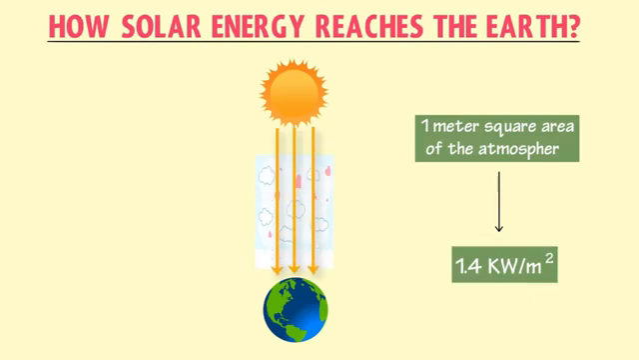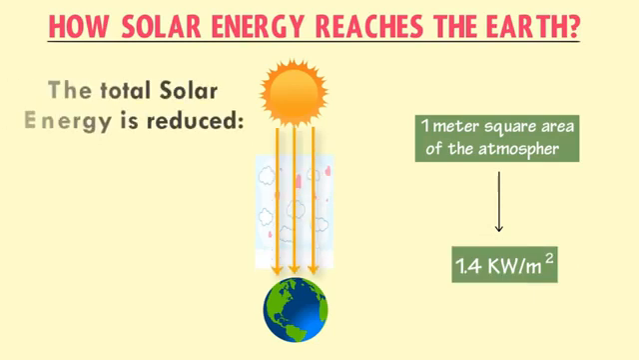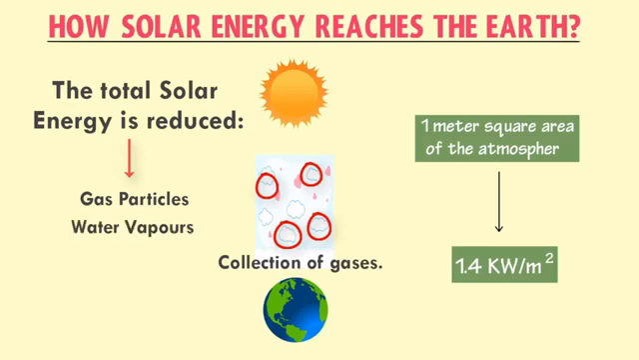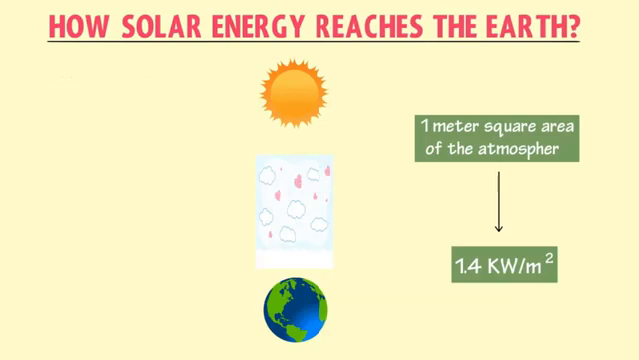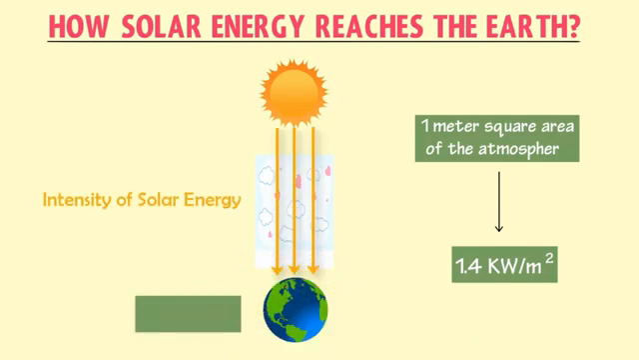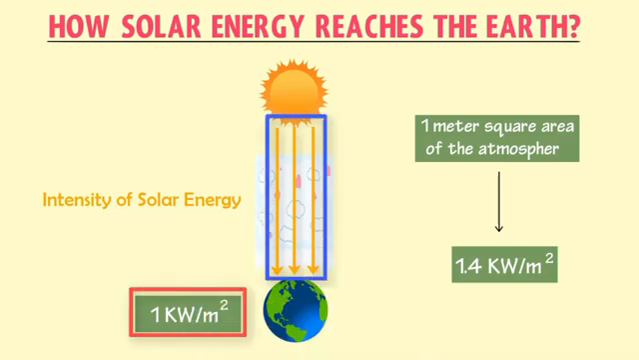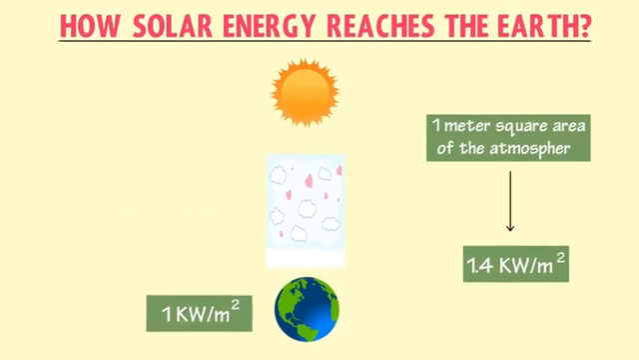Now, passing through the atmosphere, the total solar energy is reduced due to the following reason. As we know, the atmosphere is a collection of different gases. Hence the solar energy is absorbed by the gas particles, water vapors, dust particles, and reflection. On a clear day at noon, the intensity of solar energy reaching the earth is about 1 kilowatt per meter square. Hence this energy can be converted or used to heat water or produce electrical energy.